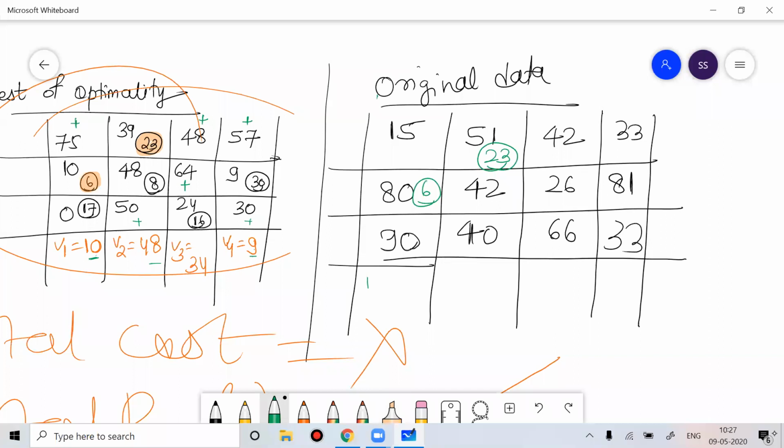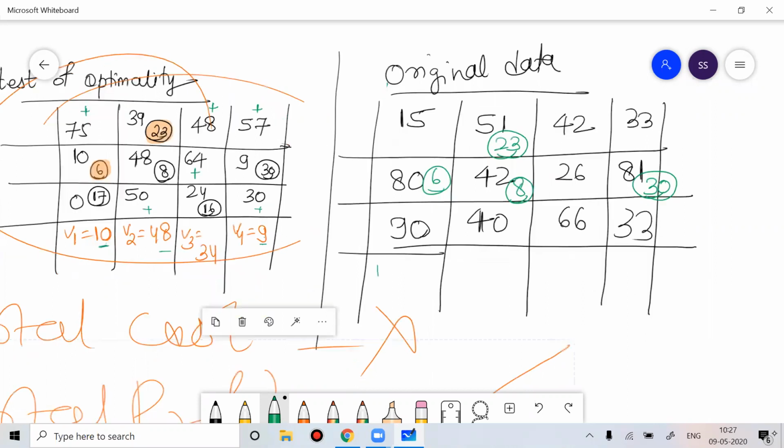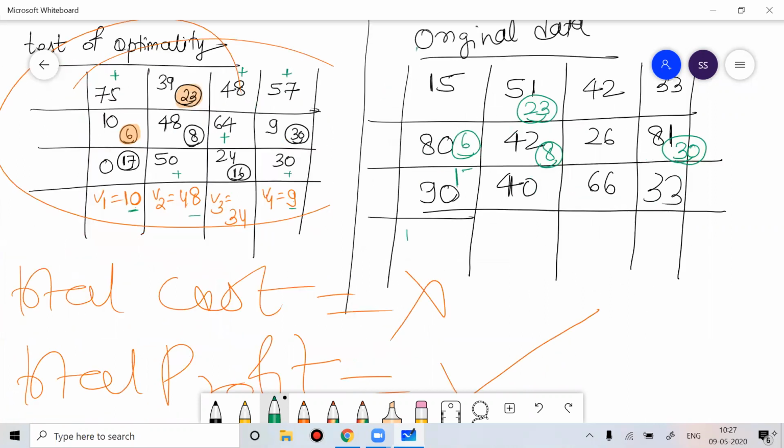Now here the allocation is 8, so put 8 here. Now the allocation is 30, so put 30 here on the same position. That value is irrelevant for us because we want to find the maximum profit. If you see the problem, they said find the maximum profit. So now write down the original data.